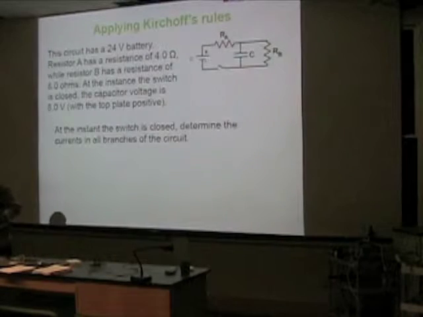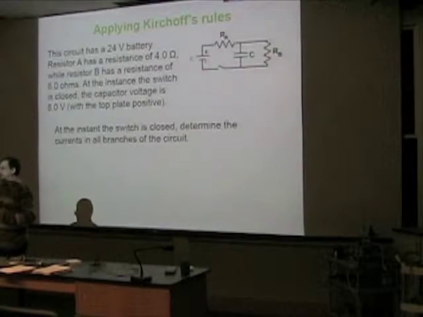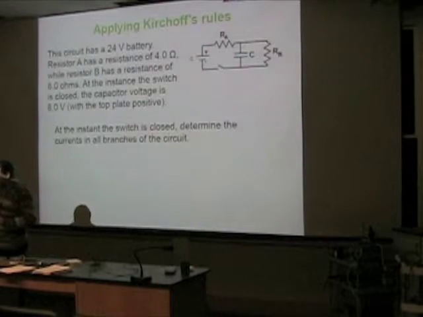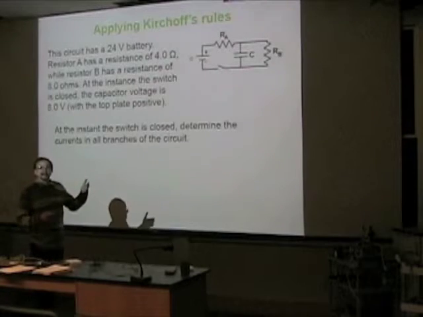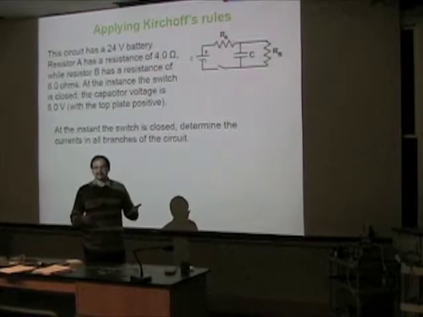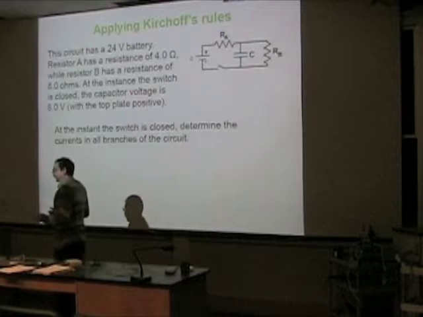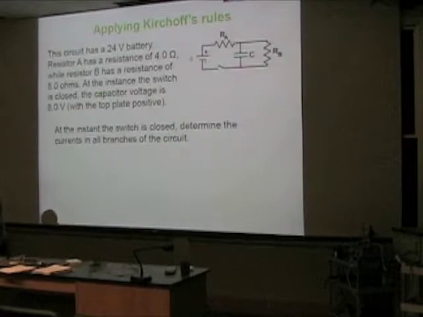Well, the last problem related to capacitors. Now we have a little bit more complicated circuit. It has 2 resistors. Well, what can we say about the capacitor now?